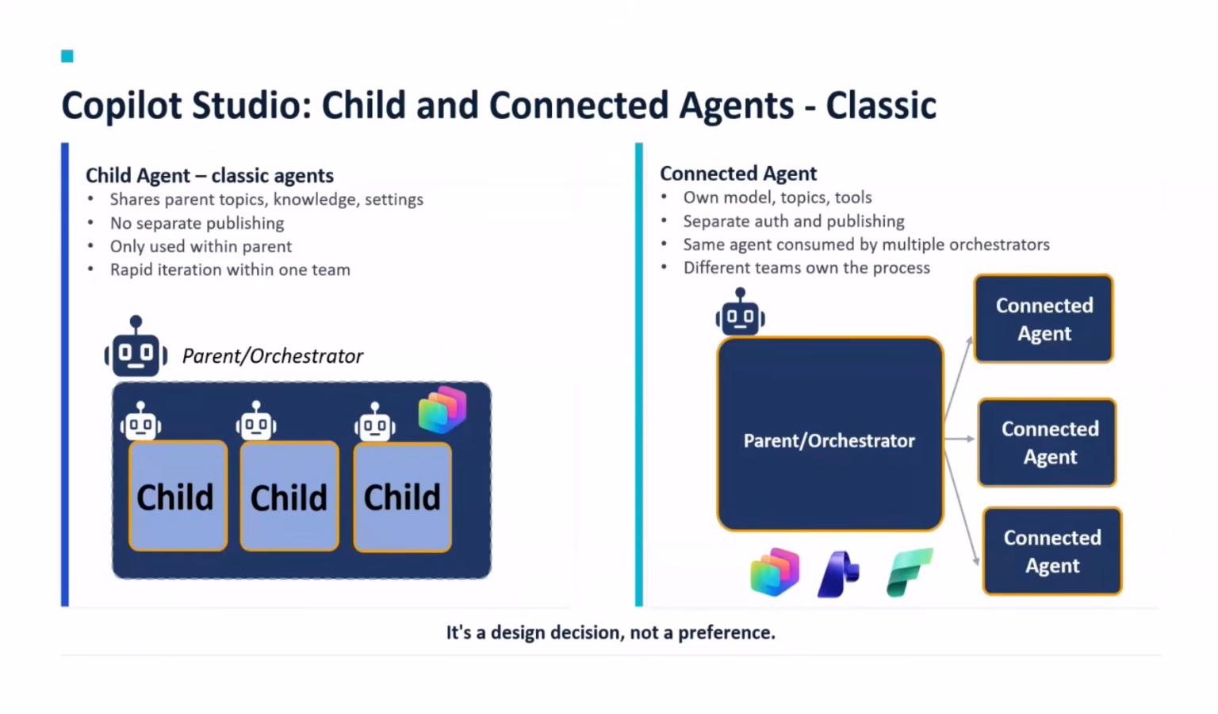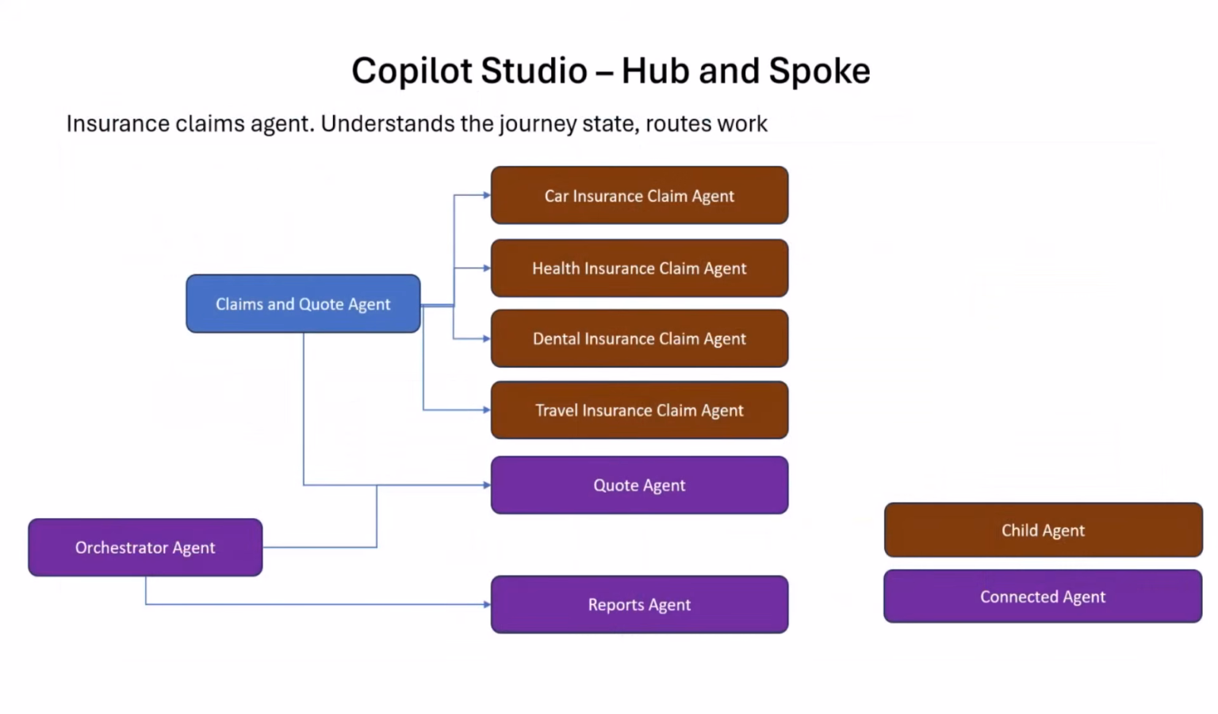And then the concept of connected agent, they are standalone agents having their own settings. For example, it could be using a different model, or it could be cross-platform as well. You could connect to a Microsoft Foundry agent or Fabric agent, as well as a different Copilot Studio agent. So this is the architecture behind the Copilot Studio multi-agent scenario.